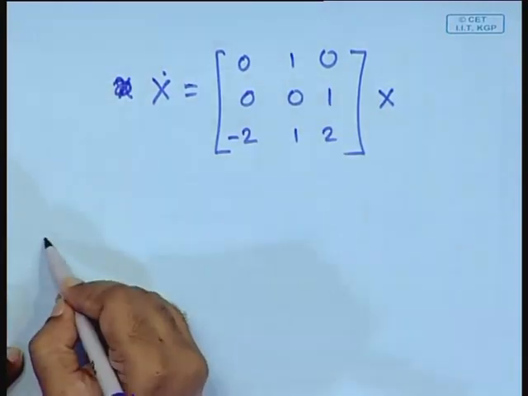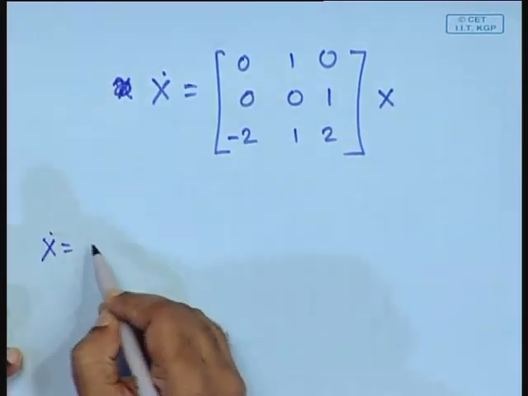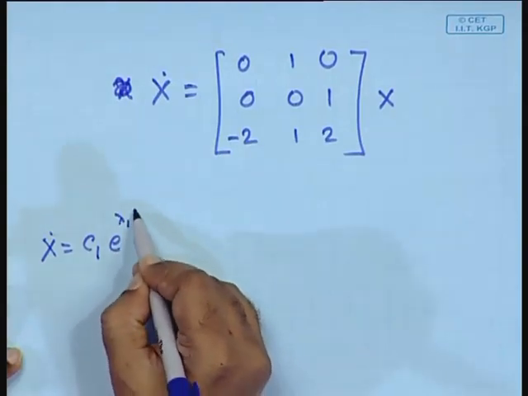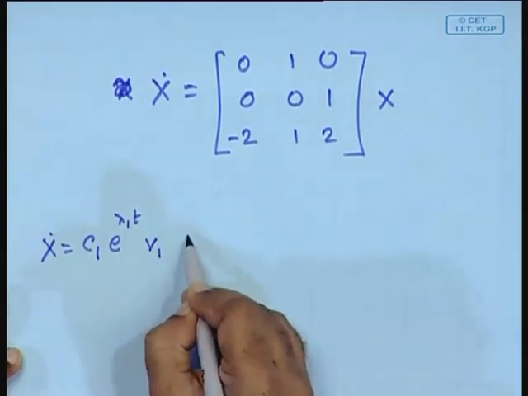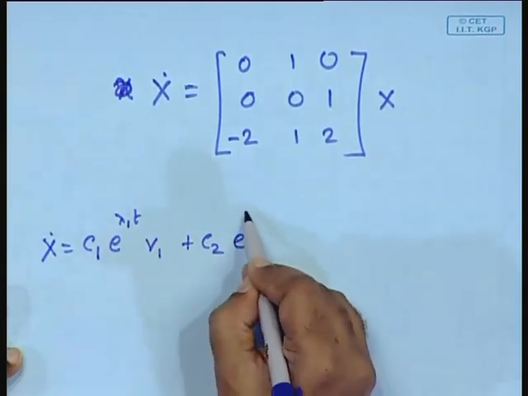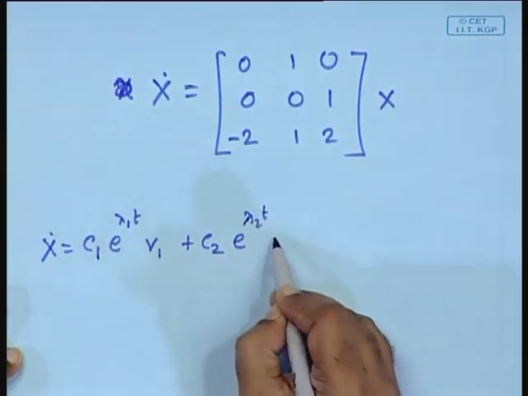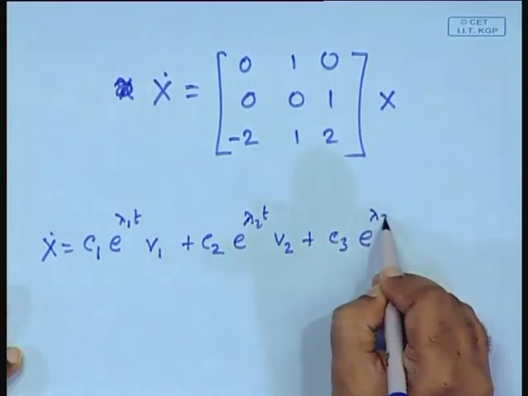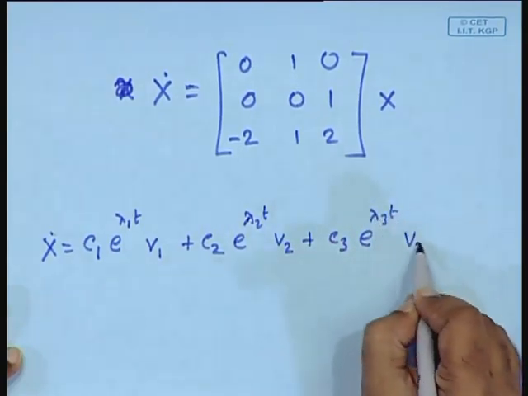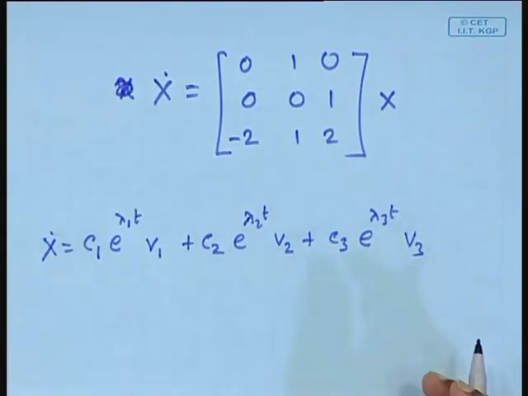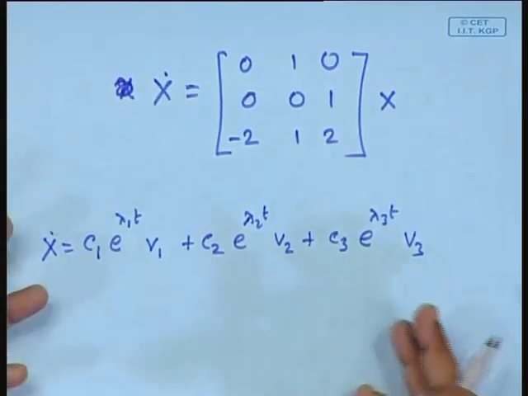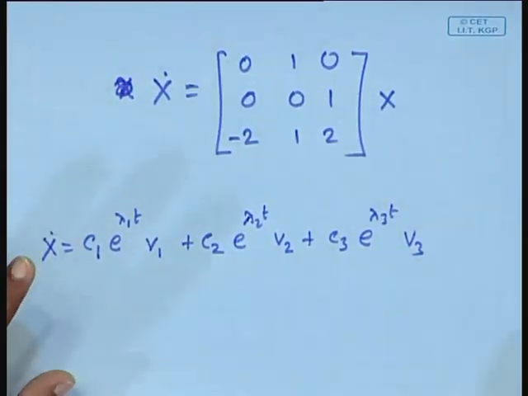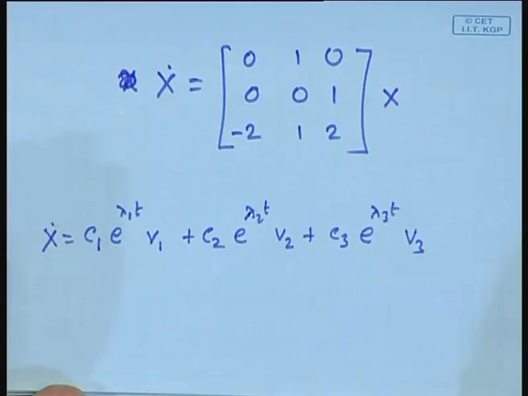And then we will be able to write down the equation simply as x is equal to C1 e to the power lambda 1 t times V1 plus C2 e to the power lambda 2 t times V2 plus C3 e to the power lambda 3 t times V3, that is it. Pretty trivial actually, no complication. So, just do this before coming to the next class, fine.